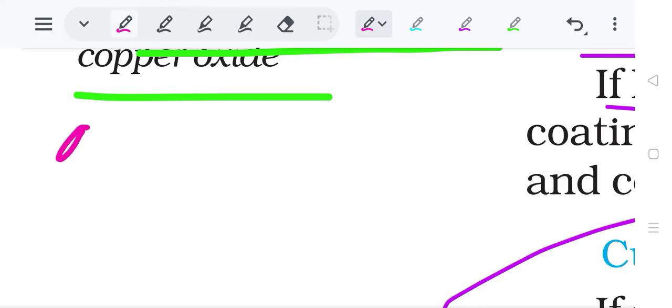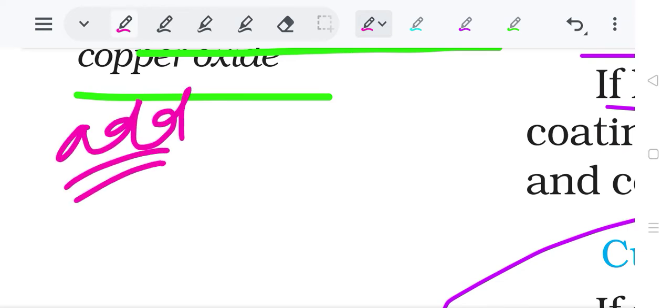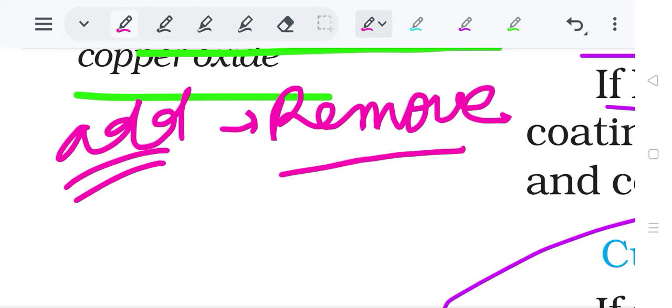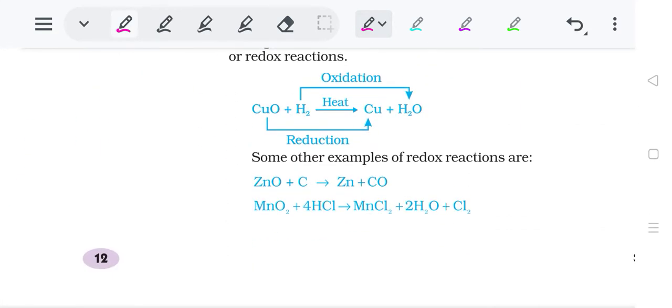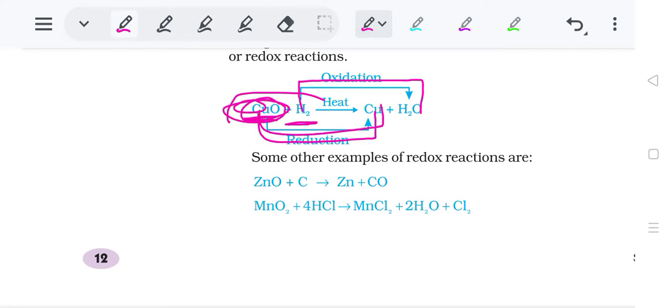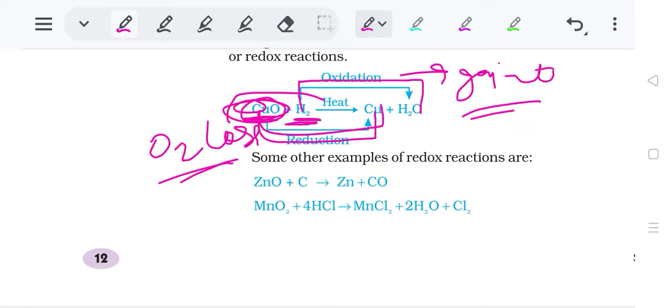it's nothing but addition, or like you are removing something. If it is added again, then it will be reversed. See, copper oxide plus hydrogen, this is reduction, whereas H2 is getting oxidized. See, copper is reduced because oxygen loss is there, and H2 gets oxidized because gain of oxygen is there.